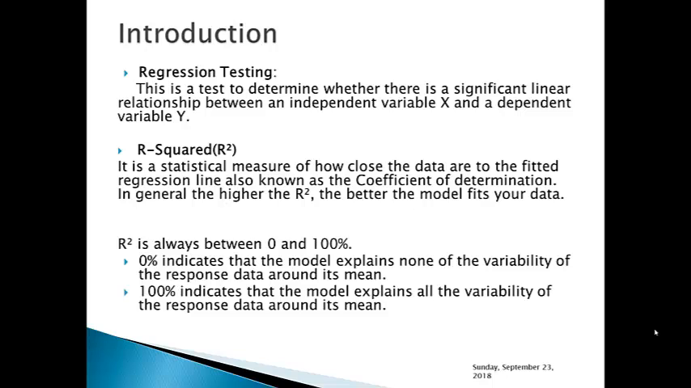R squared is a statistical measure of how close the data are to the fitted regression line, also known as the coefficient of determination. In general, the higher the R squared, the better the model fits your data. R squared is always between 0 and 100. 0% indicates that the model explains none of the variability of the response data around its mean. 100% indicates that the model explains all the variability of the response data around its mean.